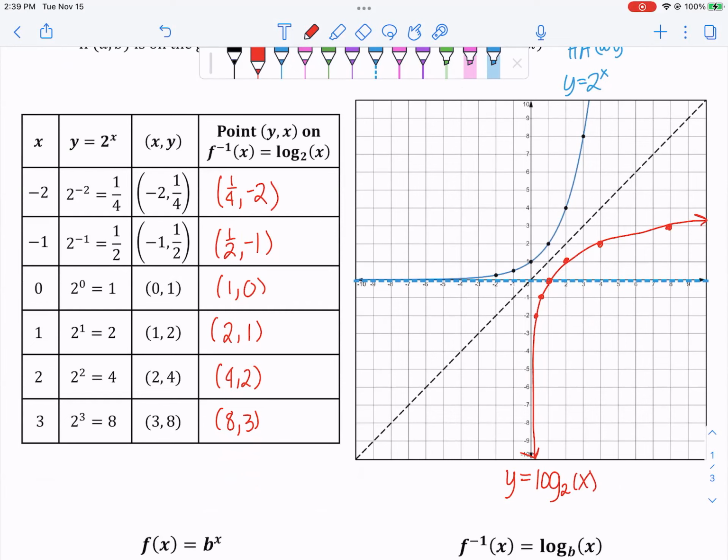What you'll notice is that he has a vertical asymptote as opposed to having a horizontal asymptote. So 2 to the x has a horizontal asymptote at y equals 0, and y equals log base 2 of x has a vertical asymptote at x equals 0.